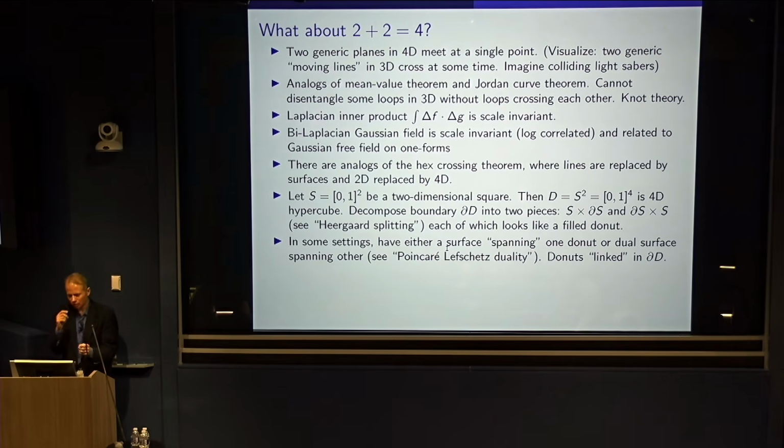And what do I want to say? In some settings, what you can show is that either you have a surface that spans one of the donuts, which means it has a boundary. The surface might have handles, but it's some topological surface that has just one boundary component that goes around one of the donuts. Or you have a dual surface whose boundary goes around this complementary donut. And at least one of those 2 things must happen. And this tells you in particular that if you have a model with some symmetry, each of those things has probability 1/2.